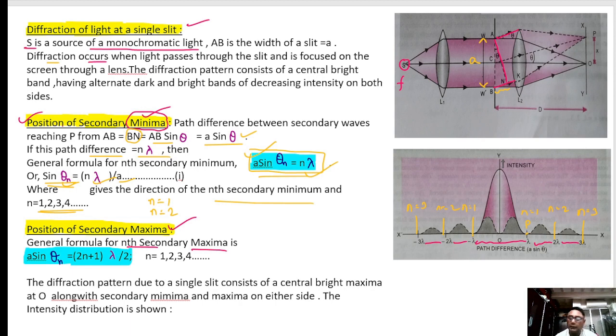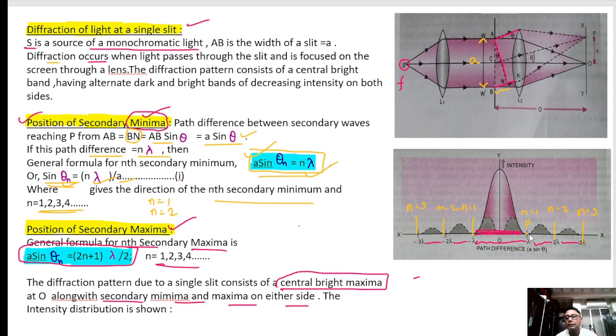When the path difference is a sine theta equal to (2n plus 1) lambda by 2, and n equal to 1, 2, 3, 4, we will get the secondary maxima conditions. So putting n equal to 1, we will get the first secondary maxima. For n equal to 2, we will get the second secondary maxima, and so on. The central bright maxima in the center is the brightest maxima, along with secondary minima and maxima on the other sides.